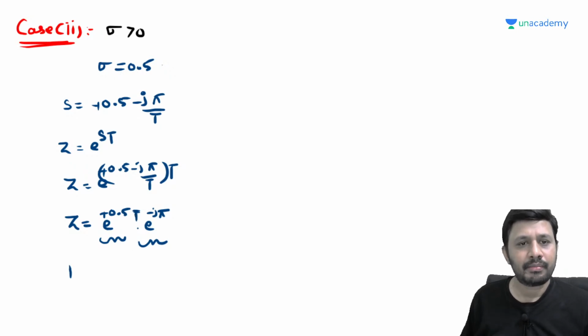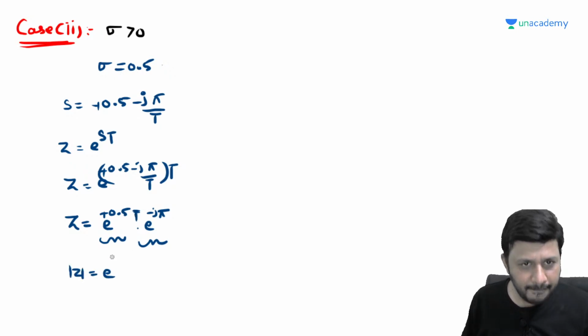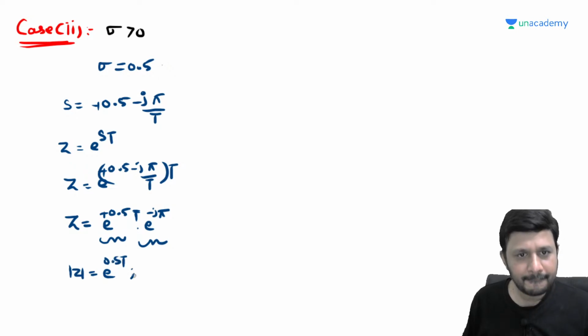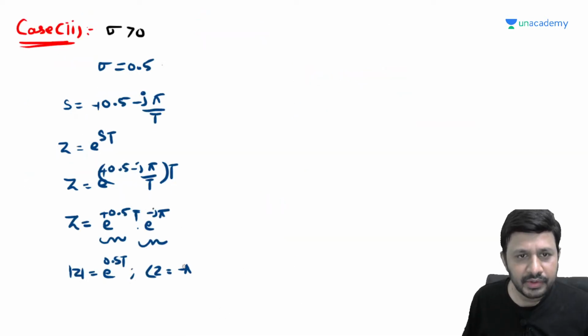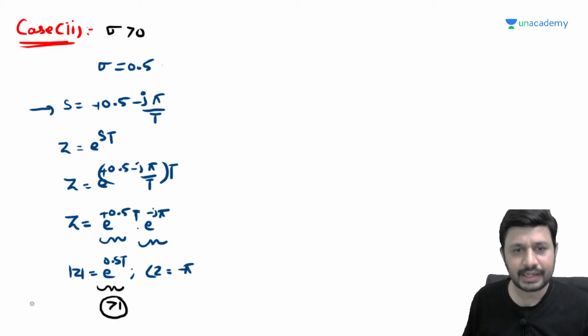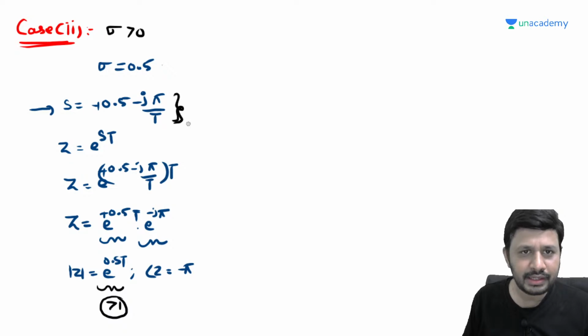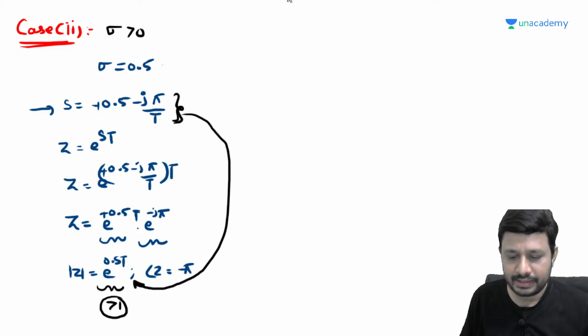Now, magnitude of z will be e power 0.5 t, phase of z will be minus pi. So for this value, where you are going to get the mapping on z plane, e power 0.5 t, always its value is greater than 1. Its value will be greater than 1 but at an angle of minus pi. So this point in S plane corresponds to a point e power 0.5 t at an angle minus pi in z plane.